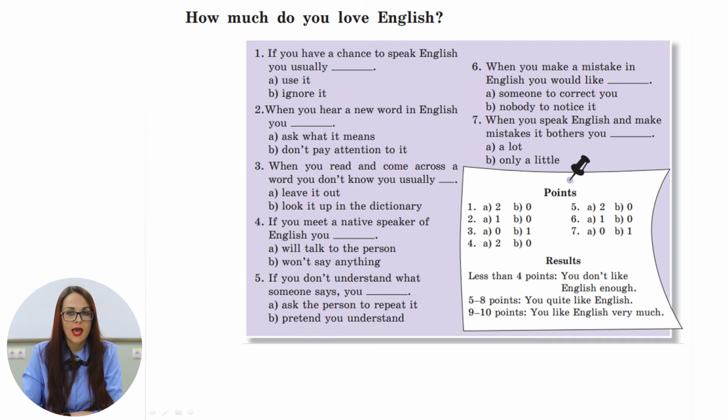Number 4. A is 2 points, B 0 points. Number 5. A is 2 points, B 0 points. Number 6. A is 1 point and B is 0 points. And number 7. A is 0 points and B is 1 point. And here are the results.